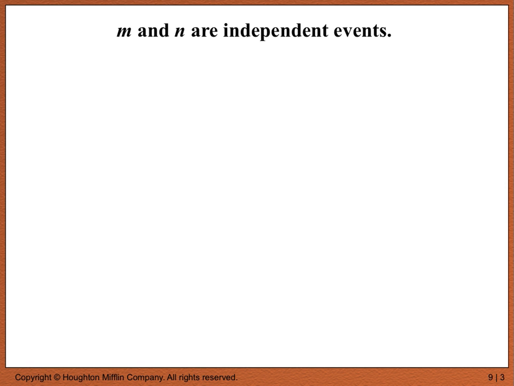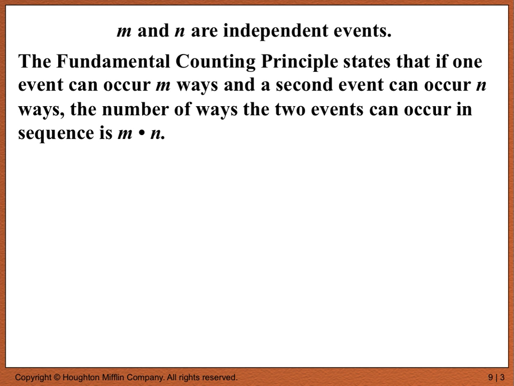So let's consider M and N independent events. For example, in the last example, M would have been picking the first letter, and N would have been picking the second letter. The fundamental counting principle states that if one event can occur M ways, and a second event can occur N ways, the number of ways the two events can occur in sequence is M times N. And we saw that illustrated in the last example. This is just saying it in general terms.